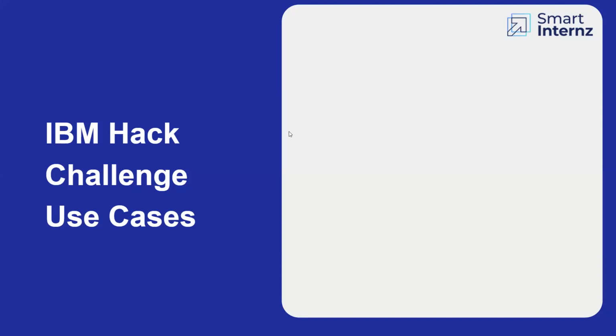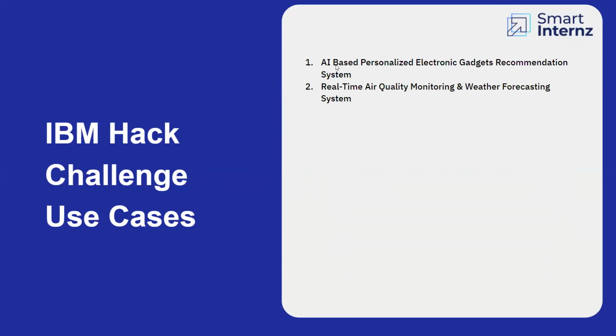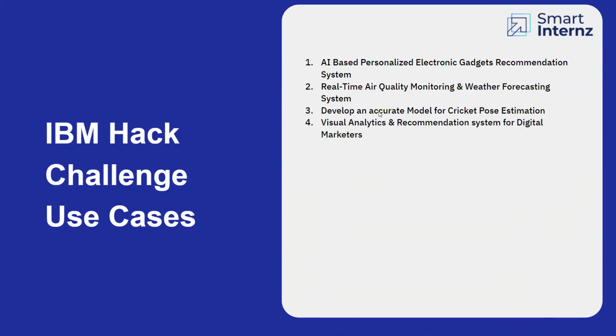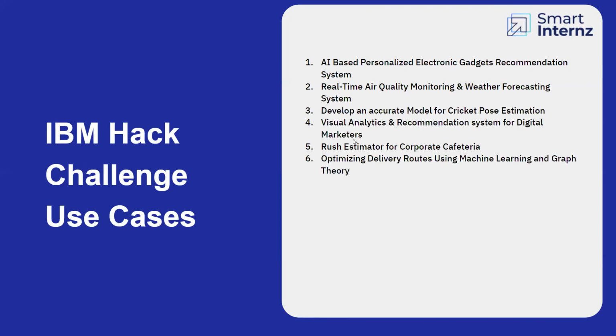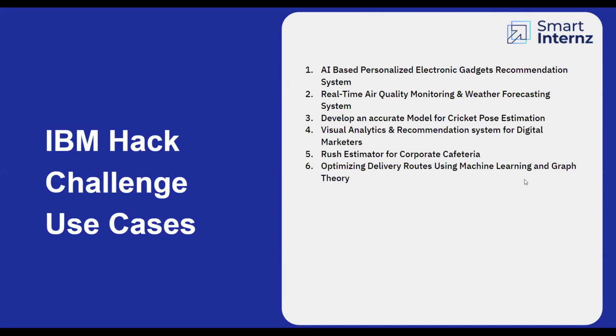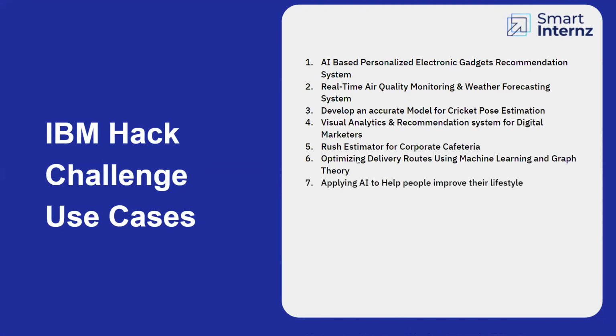Now we are moving on to the IBM hack challenge use cases. Yesterday we discussed the first 7 problem statements. First, an AI based personalized electronic gadget recommendation system. Second, real time air quality monitoring and weather forecasting system. Third, develop an accurate model for cricket pose estimation. Fourth, visual analytics and recommendation systems for digital marketers. Fifth, RUS estimator for corporate cafeteria. Sixth, optimizing delivery routes using machine learning and graph theory. Seventh, applying AI to help people improve their lifespan. Till the 7th problem statement we already discussed yesterday.